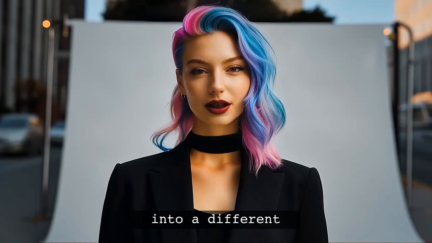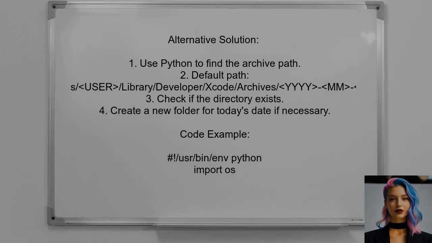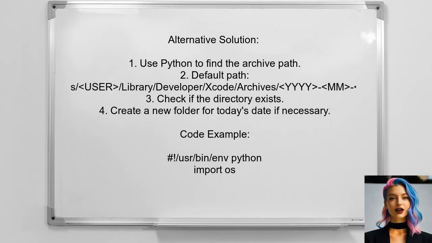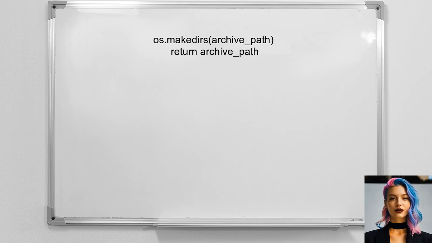Now, let's dive into a different answer from another user. An alternative solution provided by a user involves using Python to determine the current archive path for your builds. They suggest that the default archives path is located in your user library under Developer, specifically in the Archives folder. The provided Python code checks if this directory exists and creates a new folder for today's date if it doesn't.